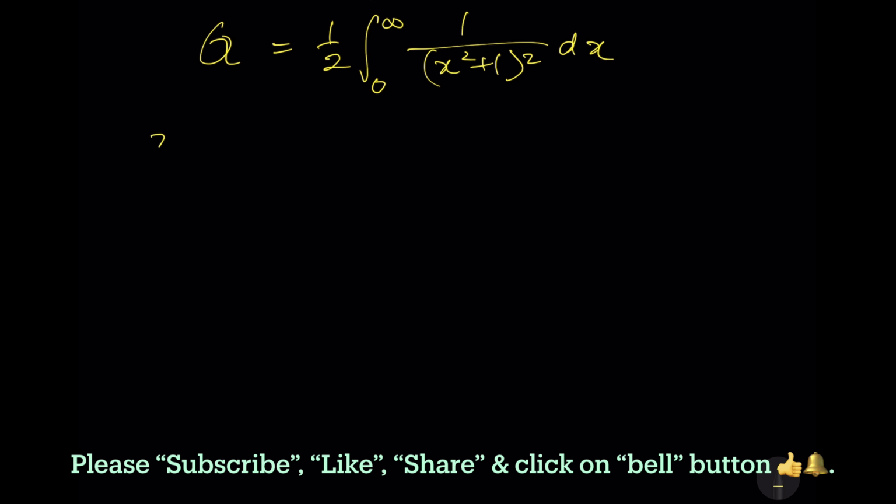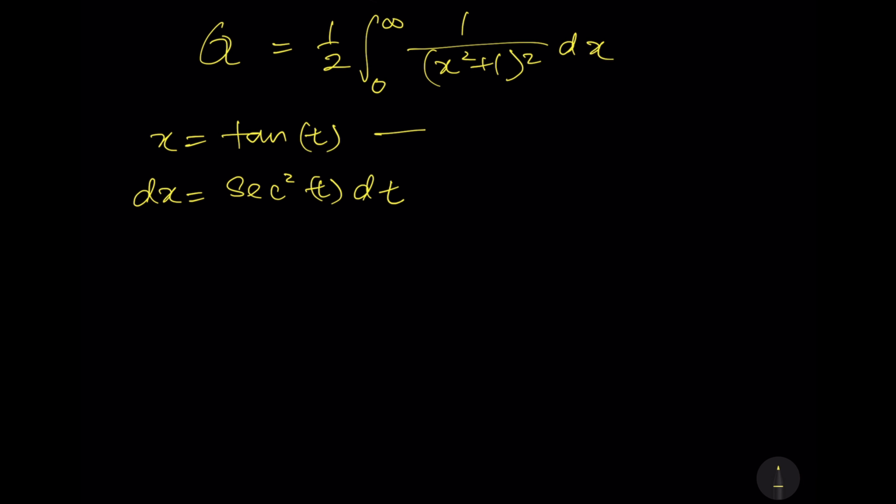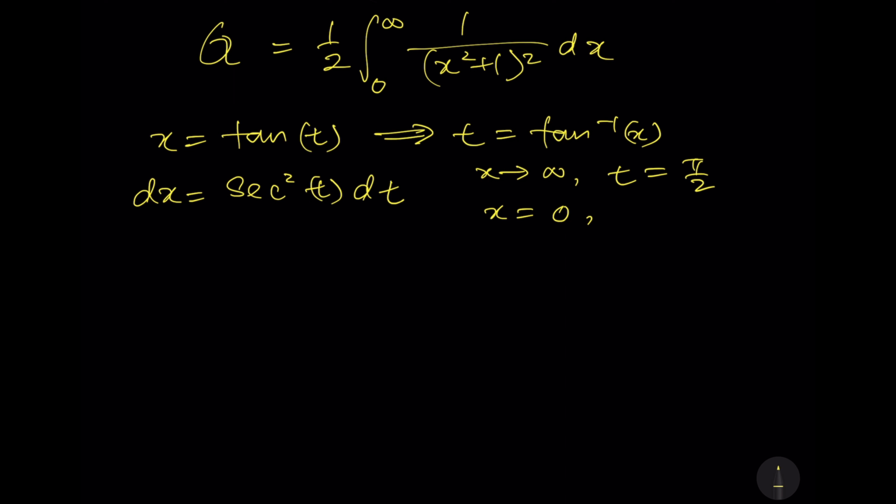Define x equals tangent t. So differentiating, we obtain dx equals secant squared t dt. From the equation we defined, we obtain t equals inverse tangent x. The integration bounds: when x tends to infinity, t equals pi over 2. When x equals 0, t equals 0.